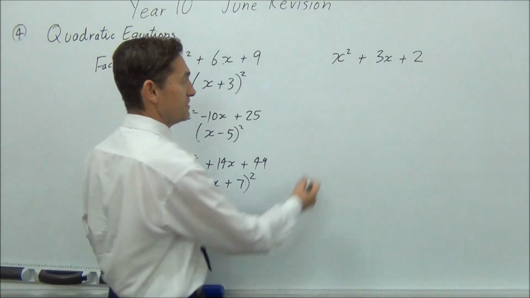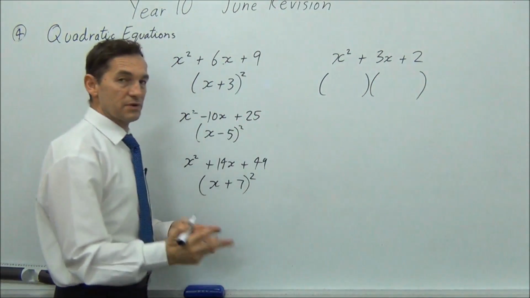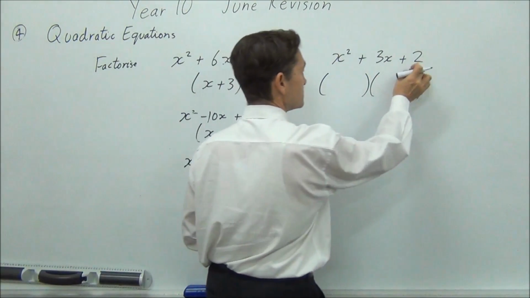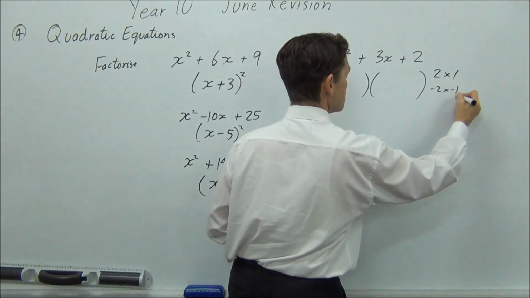Next one, look over here. What you're looking at is this number. You want to write out the factors of the last number. Now you haven't got much choice here. You've only got 2 times 1 or minus 2 times minus 1.